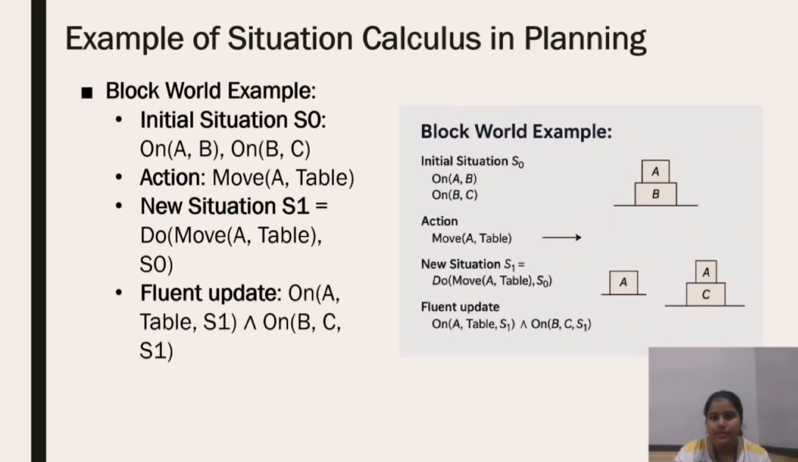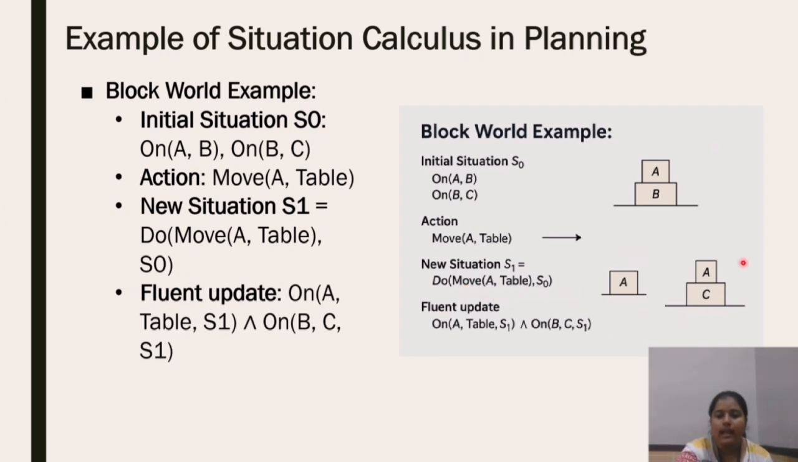Now we have an example of situation calculus. Let's study this example. As we can see, this is the initial situation, S0. On A, there's B, and on B, there's C. Now, the action is we move A comma table. We are moving A away from B. Now, the new situation is move A comma table S0.